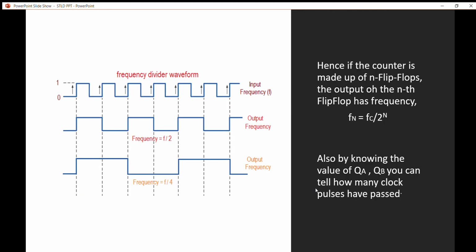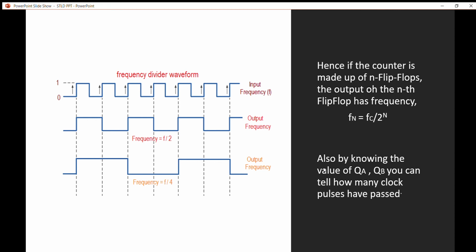Now, let's generalize this expression for an n-bit flip-flop. For n-bit flip-flop, we can say that the frequency of the nth flip-flop, that is Fn, is equal to the frequency of the external clock pulse divided by 2 to the power of n.